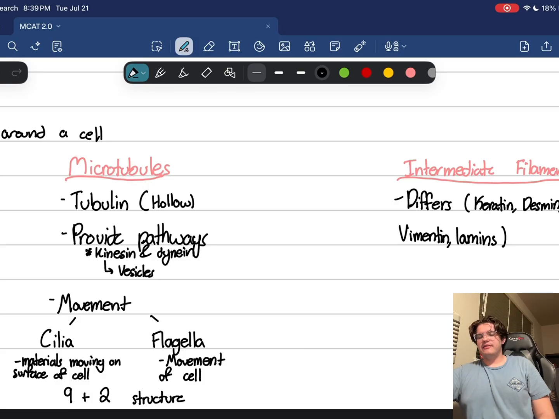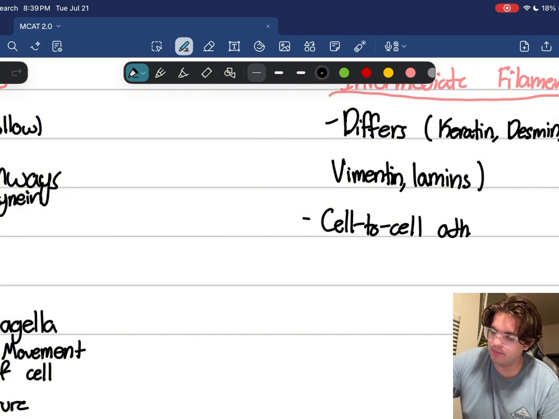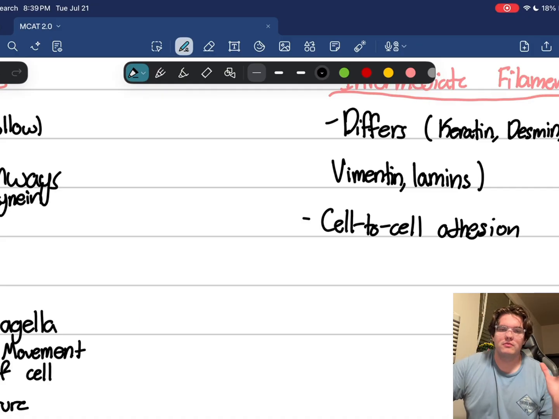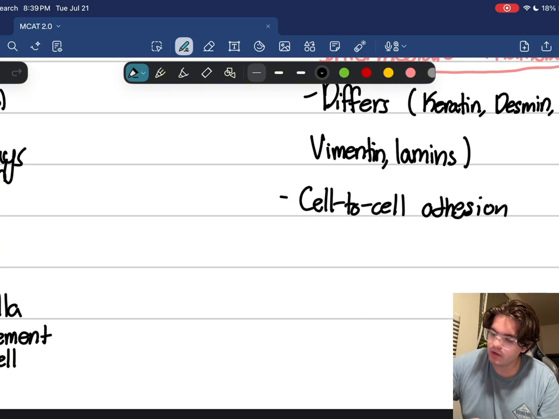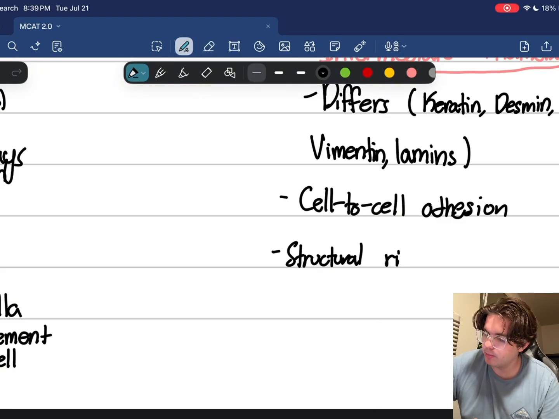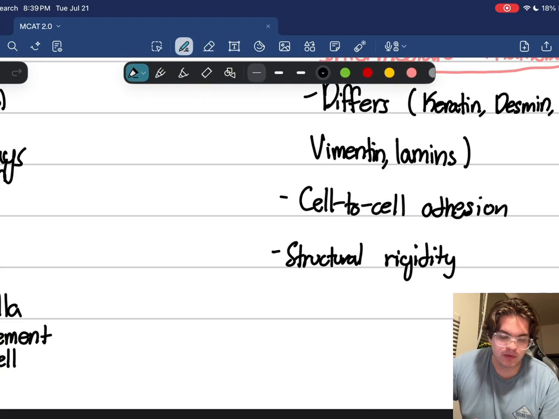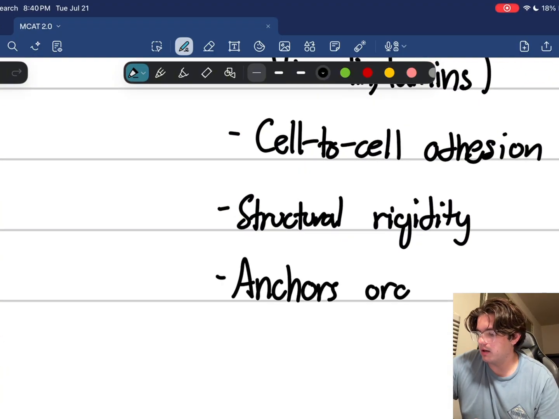Basically, what these intermediate filaments are specifically for is a few things. We have cell to cell adhesion. Don't think I need to really explain that much, but just, you know, cells sticking together, right? Your skin sticking together. We also have structural rigidity. What a weird word. Rigidity. And it also anchors organelles.